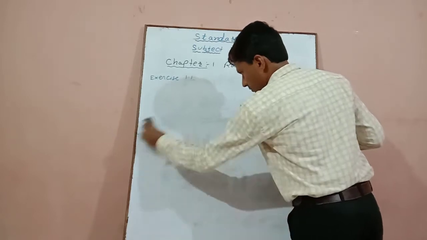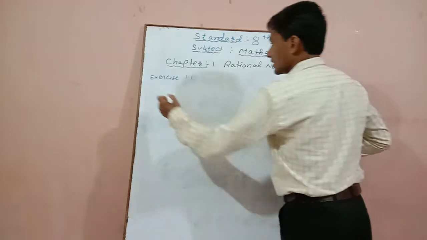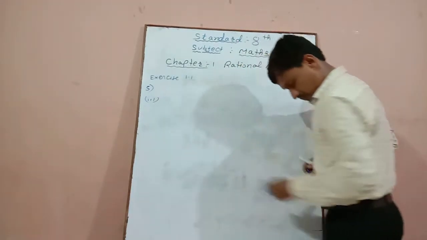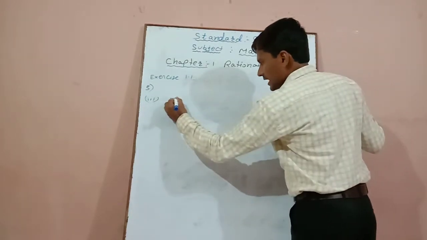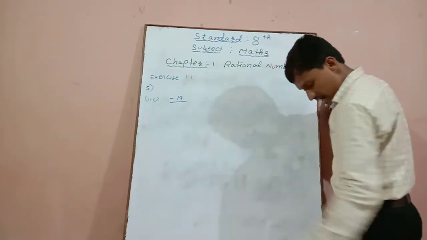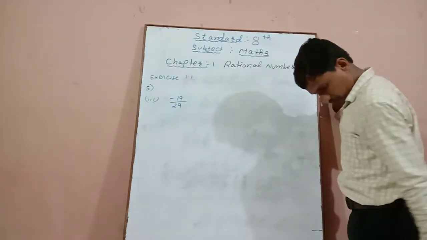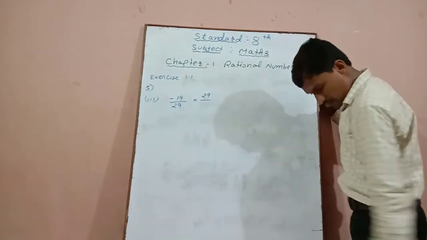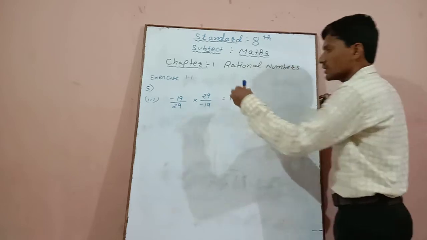Now sub question number 3 of question number 5. Question number 5, sub question number 3. Minus 19 divided by 29 into 29 divided by minus 19 is equal to 1.